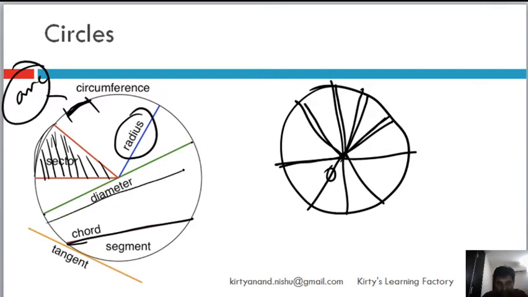And then obviously you can see that when the chord is not passing through the center, the length of the chord will reduce. So the longest chord is the diameter. The area between the chord and the arc is a segment. So this is a segment, and this is also a segment. This is a minor segment, this is a major segment.